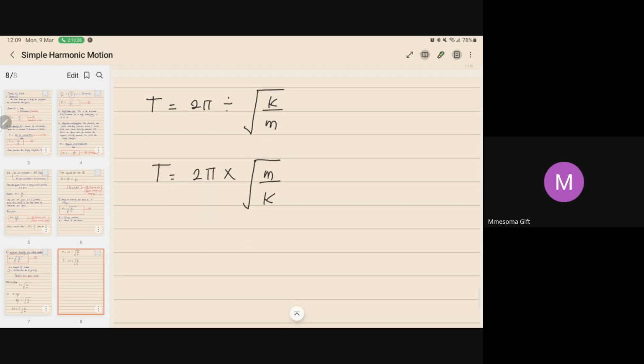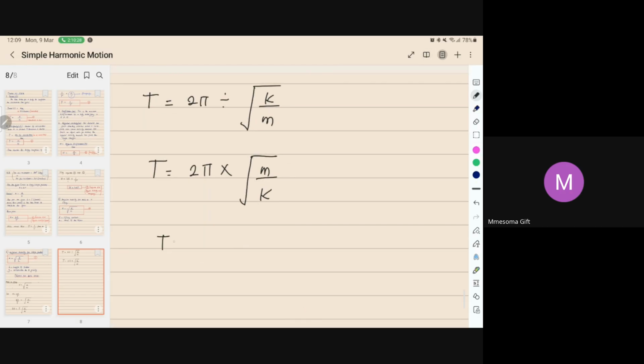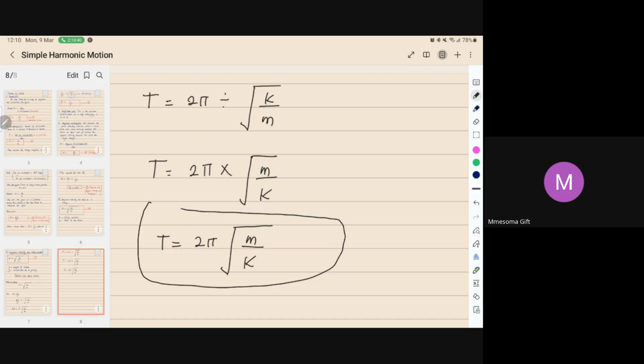So that T is equal to 2 pi square root of m over k. So this one will give you the relationship, how to get the period for mass on a spring. Is it confusing?